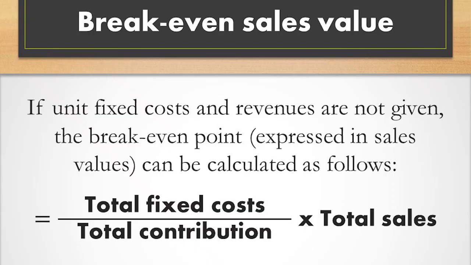Another formula which is worth remembering is this one, which doesn't take into account per unit, but the total figures. So if you want to find out the break-even sales value, and per unit information is not available, in that case you have to use the total figures. So the total fixed cost divided by total contribution times total sales would give you the sales value which we need to break even.